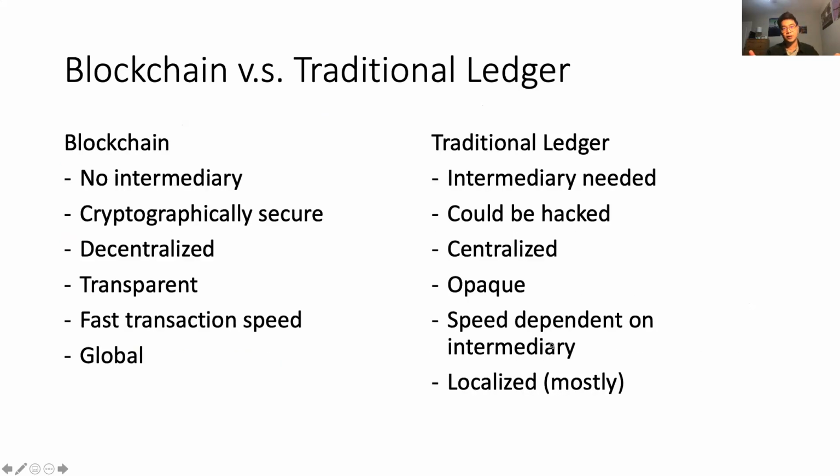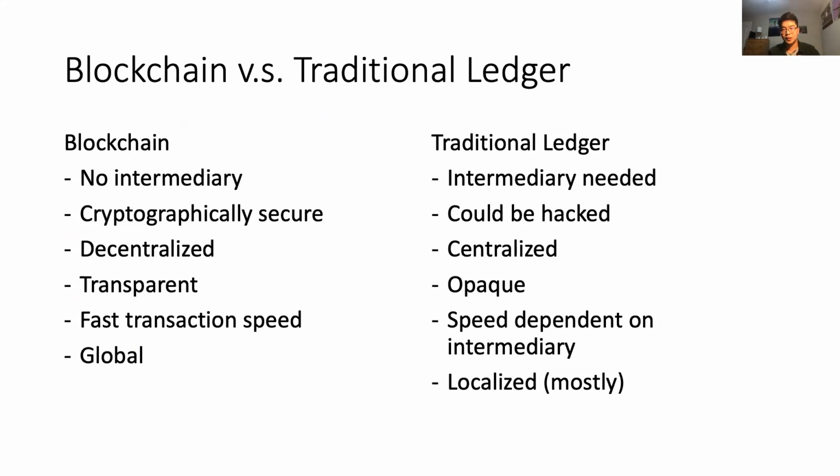So, blockchain versus traditional ledger. Why would we prioritize blockchain? Why would we prefer that? So one, there's no intermediary. It's cryptographically secure. We're going to talk about that more in the second lecture. It's decentralized, transparent, and has technically fast transaction speed, right? That depends on what blockchain you use. Some are faster than others, and it's global.